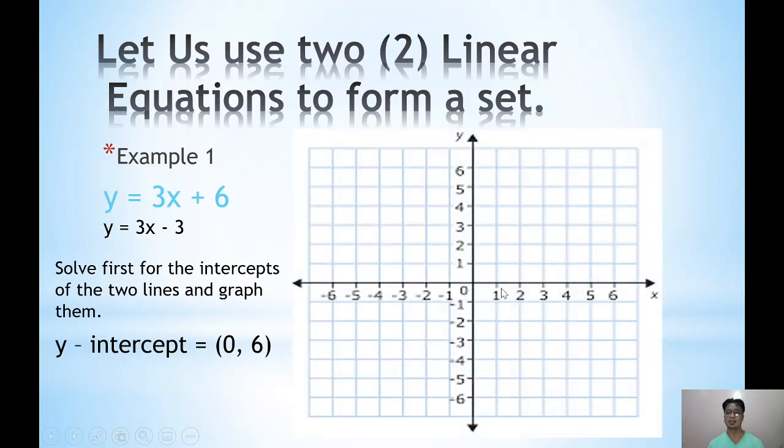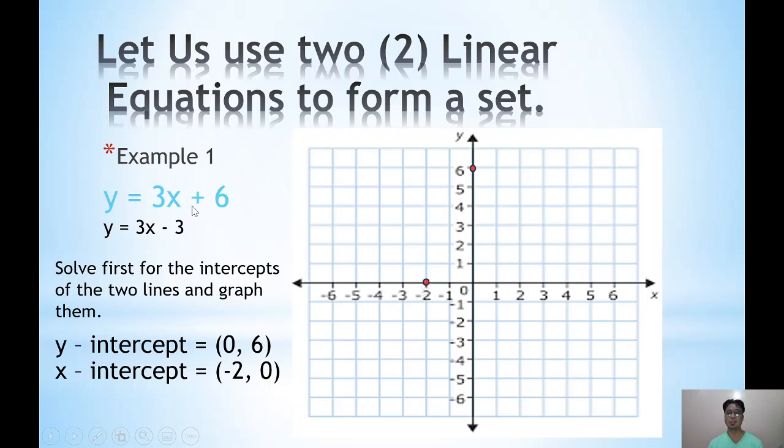Yung x, y ay 6, ayun. Okay? Ang x-intercept natin, ito 0. So, tumawid sa kabila, naging negative. Negative 6 divided by 3, negative 2. So, kapag y ay 0, negative 2 yung x natin. That is the x-intercept. Ang graph natin, mula dito natin ipa-plot yung point.